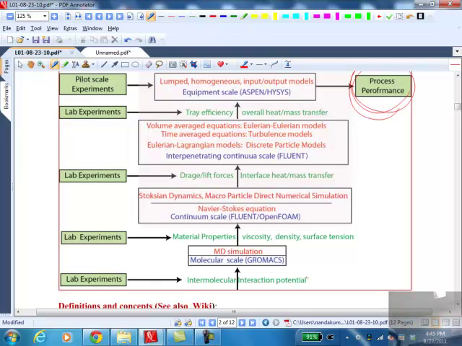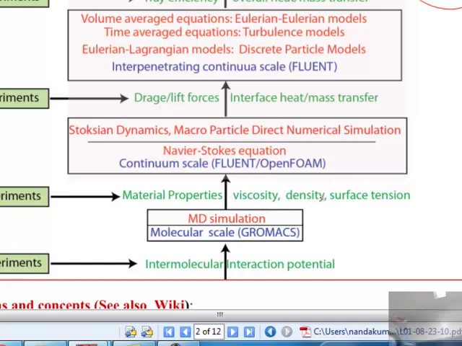So either I must have another model at a lower level, which is what is called the quantum mechanical calculations, or I do experiments in the lab to get those intermolecular potentials, and we feed them into molecular dynamic simulation, which outputs all the properties that I need: density, viscosity, surface tension. I can predict all this from MD simulation.